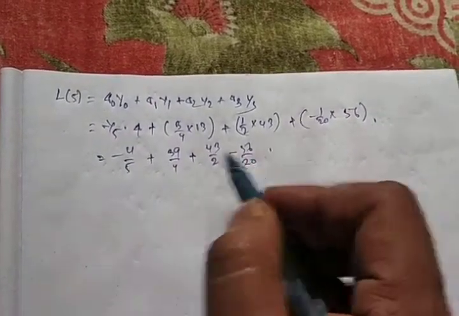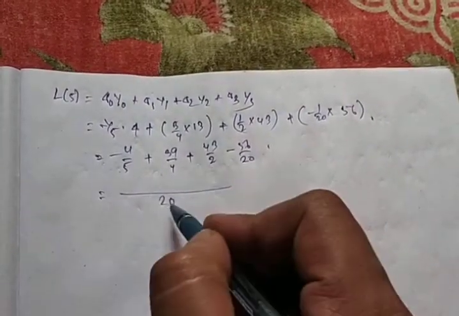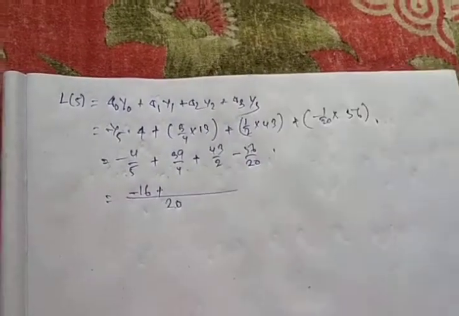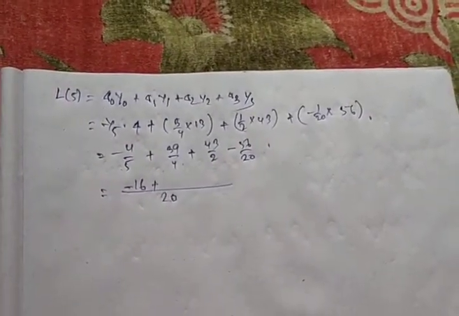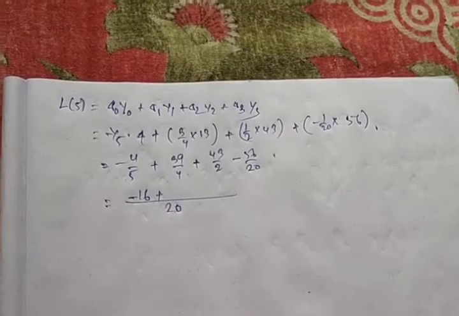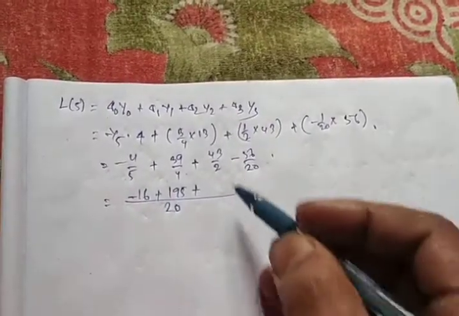4 to 20. So total will be 20, right? LCM 20. 5 into 4 minus 16. 4 into 5, 39 into 5, 39 into 5 equals to 195. 43, 10.